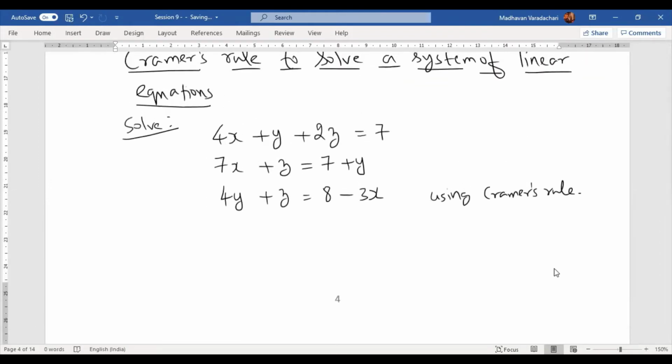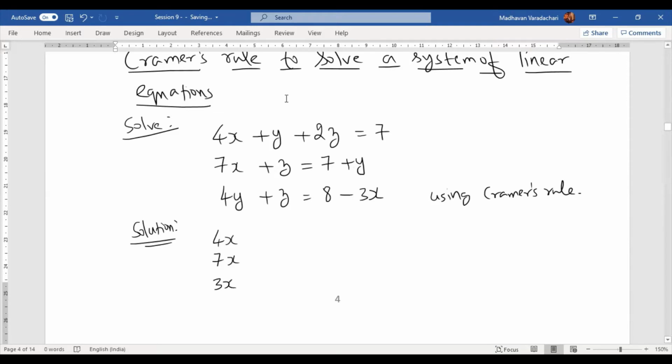First of all, we'll rewrite this in order. I will ensure that the first column has all the things of x. I will write 4x, which is already there. Then I will write 7x, which is already there. I'll bring this negative 3x to the left side, and it will become positive 3x.